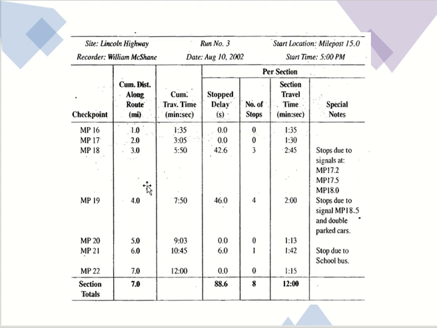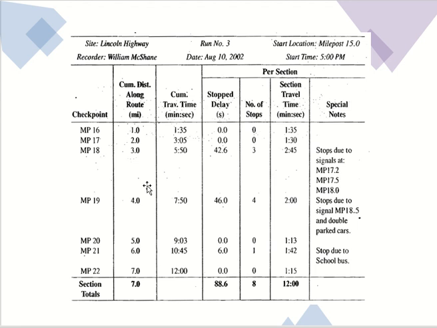This is a table which is showing a sample of a travel time study. On top of the table you see some general information, like the name of the highway, the person making the observation, date, time, and the starting location. Now what you see in the first column of the table are different points which they have marked for taking the observation of travel time.